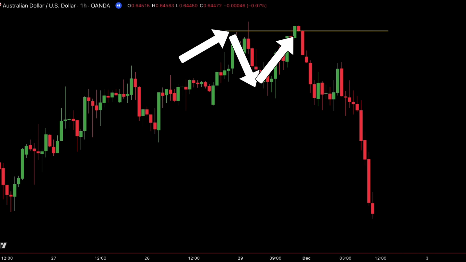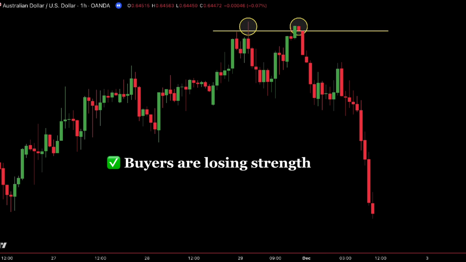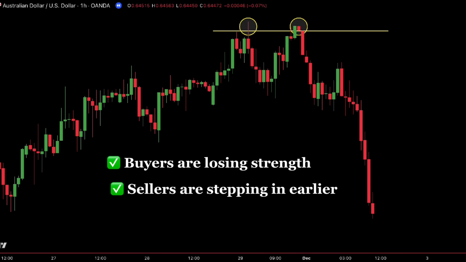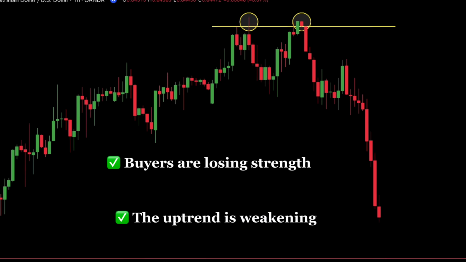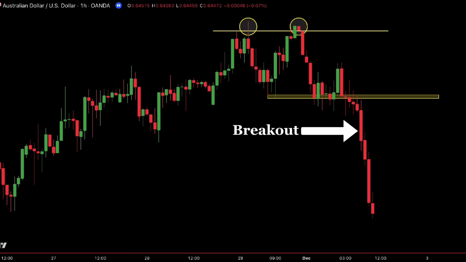Instead of breaking above the previous high, price reaches the same resistance level but fails to go higher. This creates the second peak of the double top pattern. The fact that price fails to make a new high tells us buyers are losing strength. Sellers are stepping in earlier. The uptrend is weakening. When price breaks below the previous low, the double top is confirmed, signaling a potential downtrend.